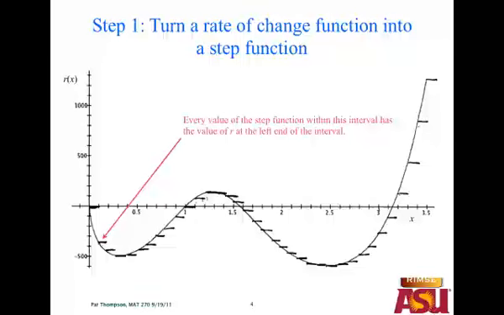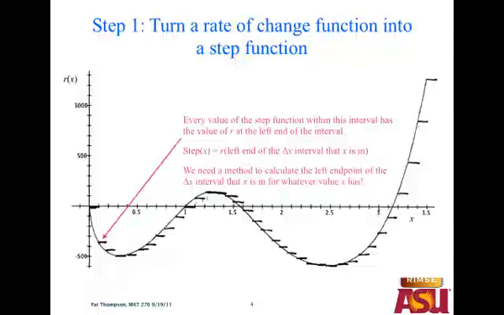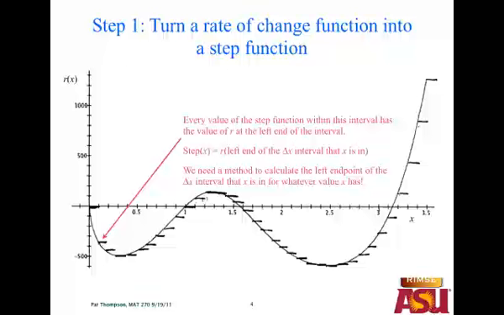Okay, so every value of the step function has a value of r at the left end of the interval. Right? We said that? So step x is r of the left end of the delta x interval that x is in. We practiced a couple of those on the last slide. So what we need then is a method to get the x value of that delta x interval for whatever x value.